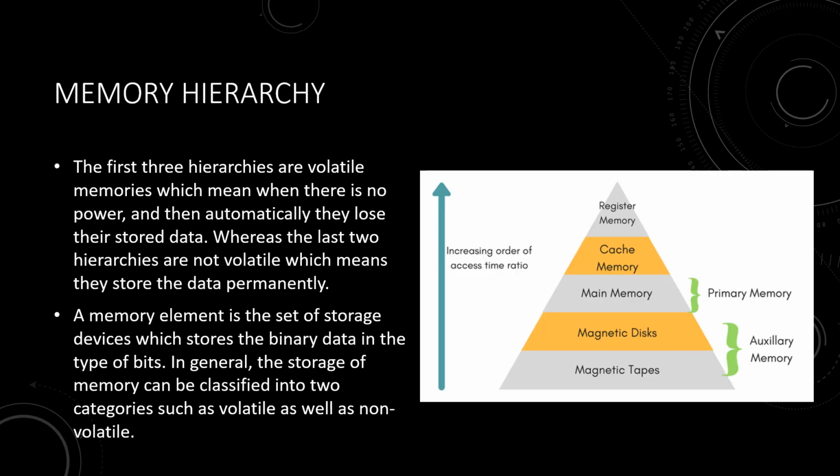The first 3 hierarchies are volatile memories, which means when there is no power, they automatically lose the stored data. Whereas the last 2 hierarchies are non-volatile, which means they store the data permanently. A memory element is the set of storage devices which stores the binary data in the form of bits. In general, the storage of memory can be classified into 2 categories, such as volatile as well as non-volatile.